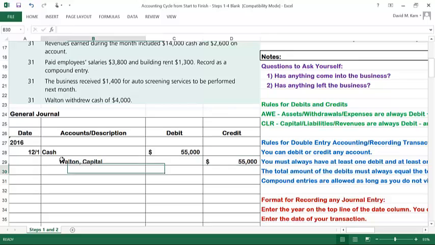$55,000. All right, we're done with that journal entry. We have one debit, we have one credit, and the total amount of the debits equals the total amount of the credits. So we're in good form there. Okay, so let's see what we have next.